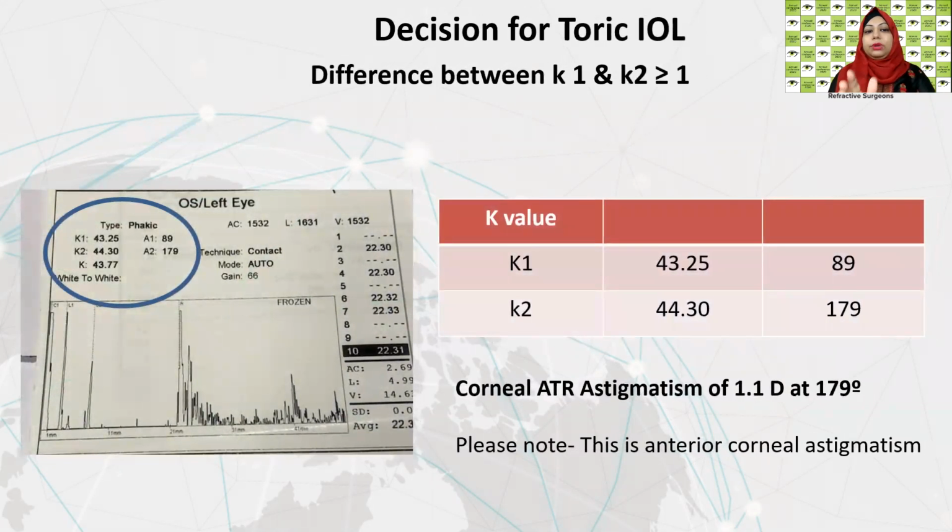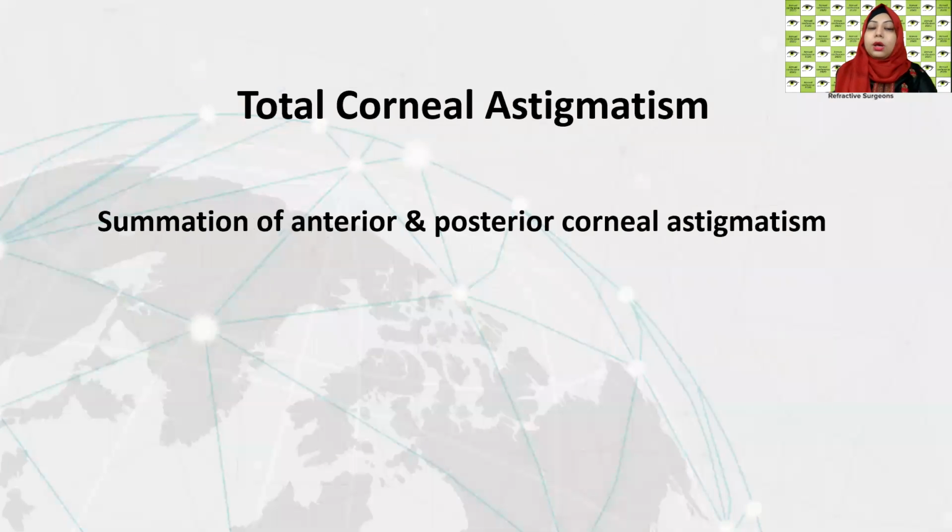This is a biometry. We can see that the K1 K2 difference is 1.1 and the astigmatism, the difference between the two axes is 90-degree apart. So definitely I will think that yes, this patient I can go for toric IOL. But one thing we have to keep in mind that total corneal astigmatism is now the summation of both the anterior and posterior corneal astigmatism. But that K1, K2 difference, that was just the anterior astigmatism.